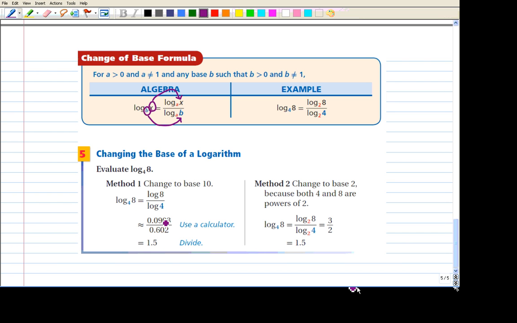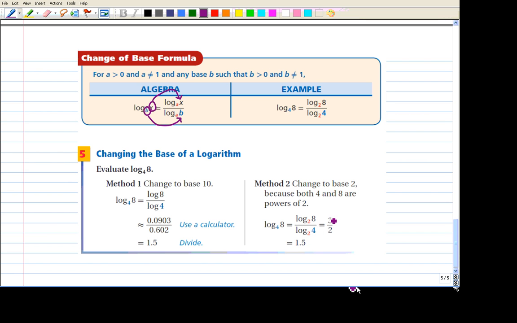Or if you don't have a handy calculator with you, we know that 8 and 4 are both powers of 2, so we could change it to base 2 before we divide it. So if I want to change it to a base of 2, I'll still put the log of 8 on top, but this time my base is 2 instead of 10 like it was on method 1. So I have log base 2 of 8 divided by log base 2, again, of 4.